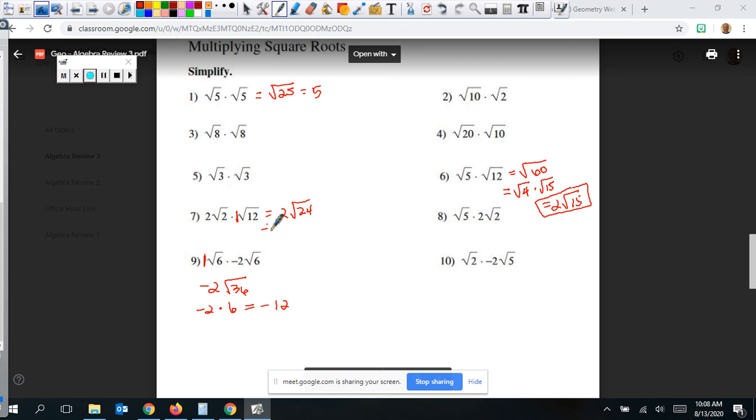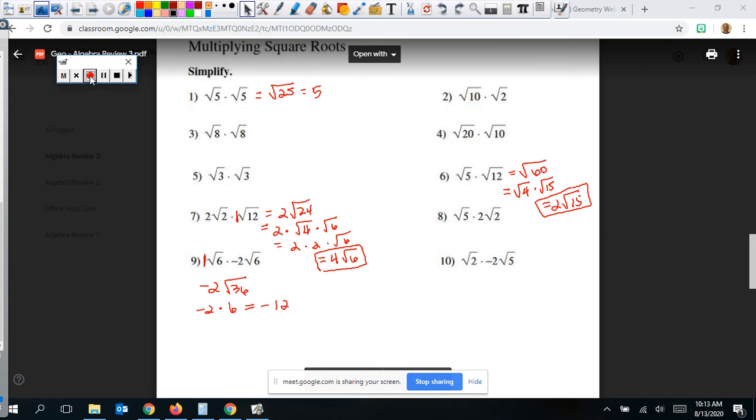And we'll have our 2 still in front. That's going to be times the square root of, for 24, the perfect square that goes into it is 4 times 6. 4 with 6 left over. So it's going to end up being 2 times 2 times the square root of 6. And 2 times 2 is 4. So our answer for this one is 4 square root of 6. There's our answer for number 7. Alright, so go ahead and finish the rest of these that I didn't do, and I'll show you the answers here in just a minute.